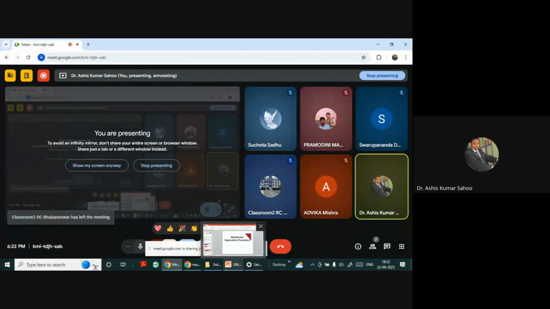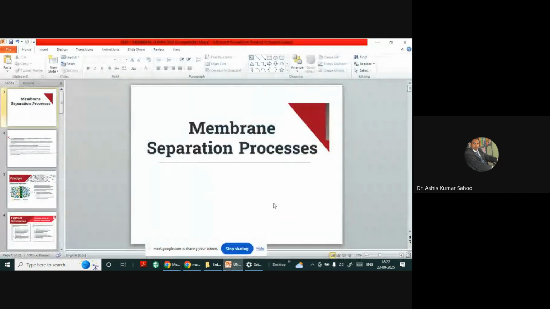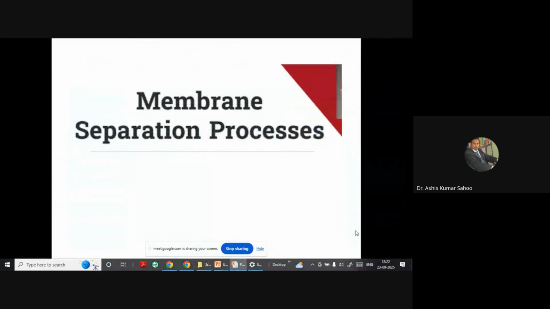Next, go to membrane separation. We have already discussed different separations: gas chromatography, ion exchange chromatography, and size exclusion chromatography. These are the different separations. Also, a membrane can separate a mixture of compounds.